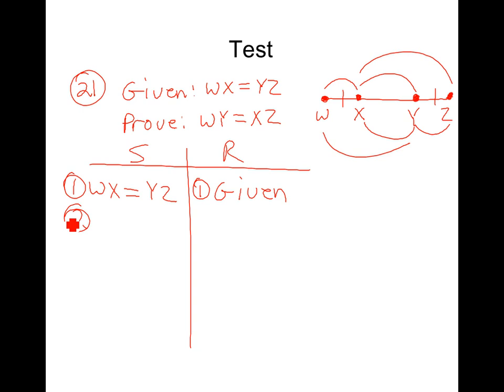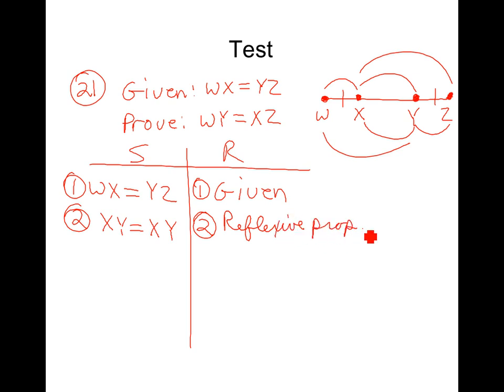Now, the next thing: I had the two people standing on these walks, and I had both of them walk what segment? XY. Well, when one of them walked XY and the other one walked XY, what did we know about those two distances? They're the same, they're equal. What property tells us that? Reflexive property. Good.